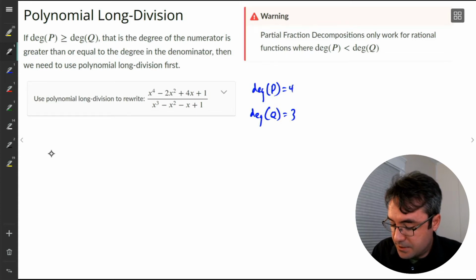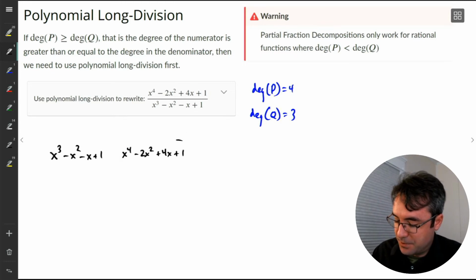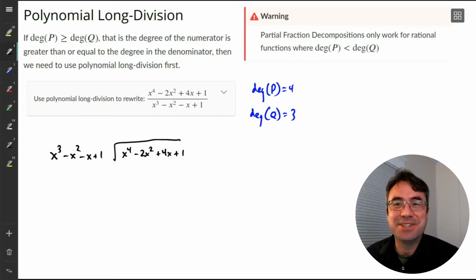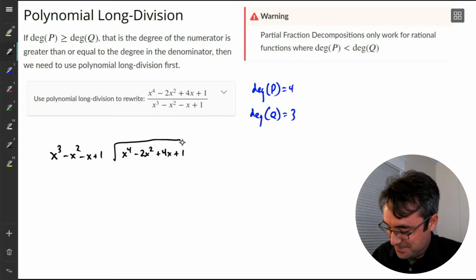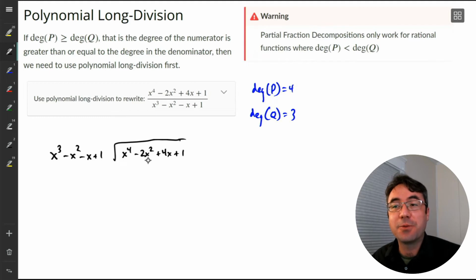So we start writing this the way you would, if you remember all the way back, when you used long division for numbers. I might just, that's a square root sign. I did it again. Well, that's the long division sign. All right, so we're going to take this polynomial that was in our denominator and we're dividing it into our numerator.